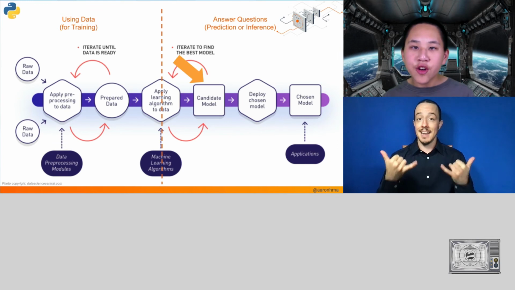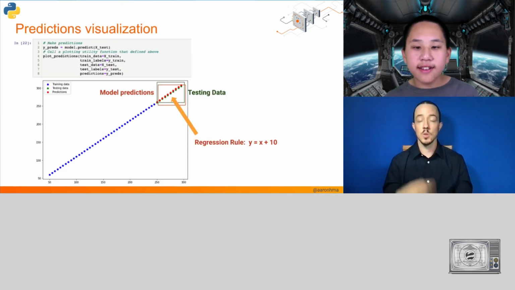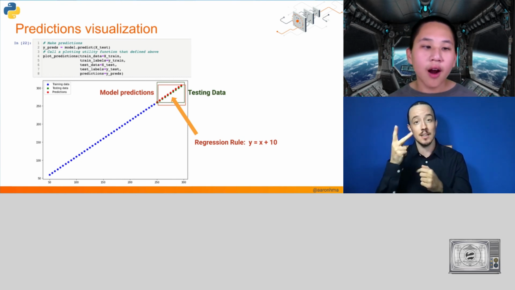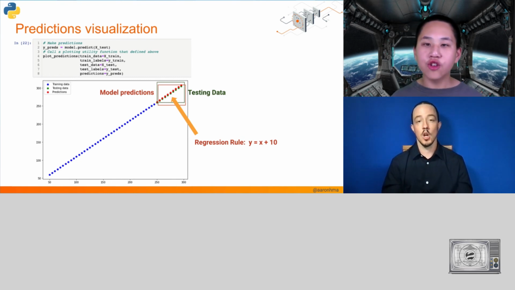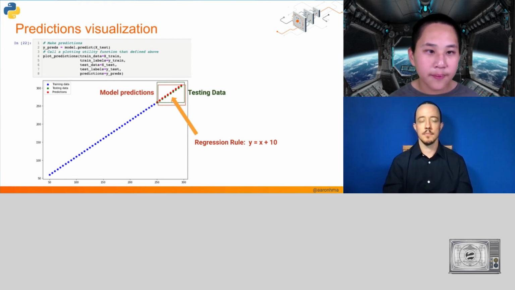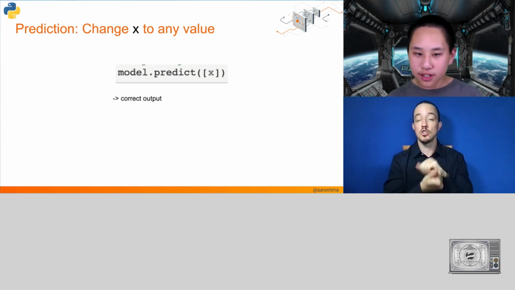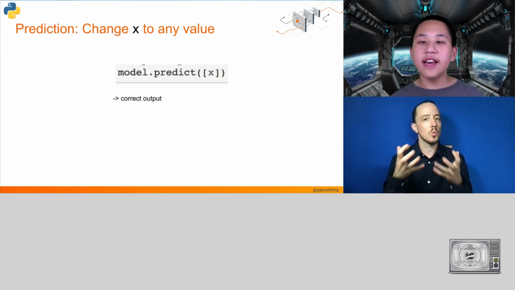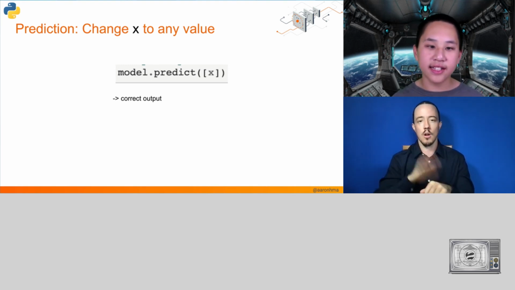Now, let's use our trained model to predict new values. Using our test data, you can see that our model is getting it correct, as our trend of going up in a linear fashion is continuing here. And you can also call model.predict and change x to any value you want to see how much money we'll earn if we spend x dollars on TV advertising.